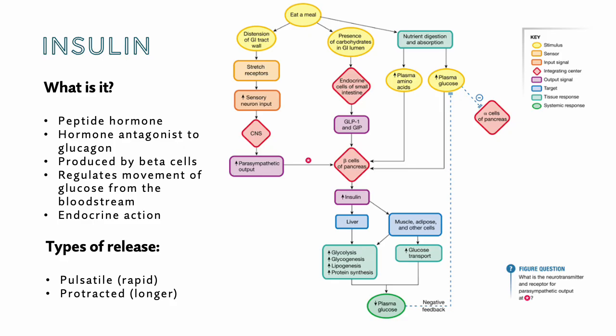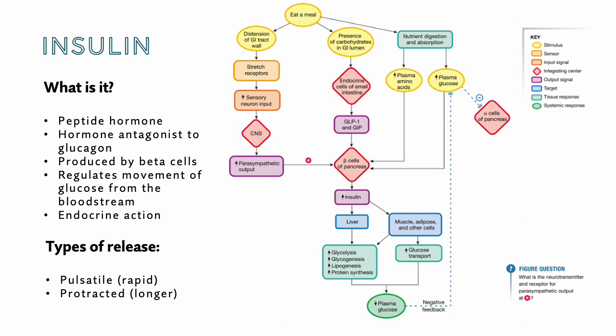Insulin is a peptide hormone made by beta cells. It helps cells absorb glucose from the blood. It's released after meals and works to lower blood sugar. The diagram shows how the body digests food and regulates blood glucose after a meal.